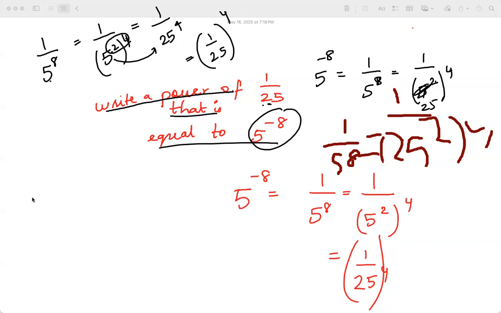Make sense? Yes. How about this? Can you write this as a power of 2? All of you, can you write that as a power of 2?